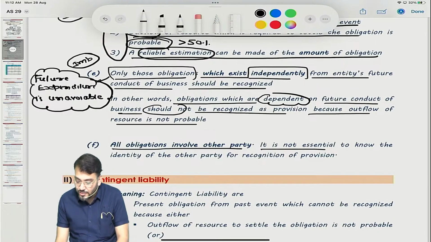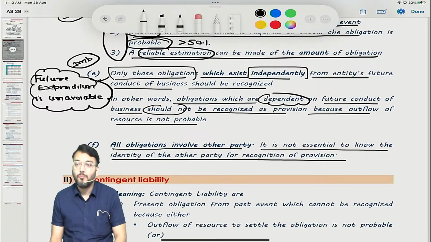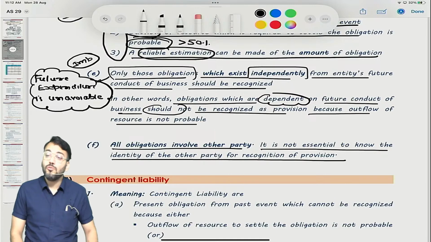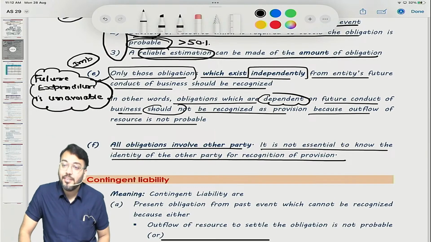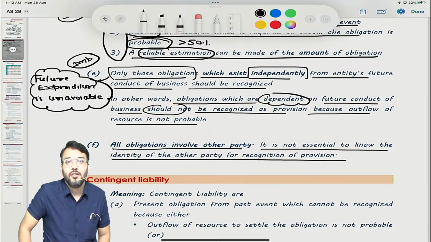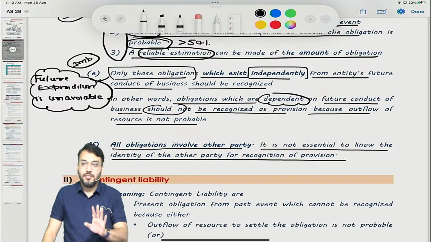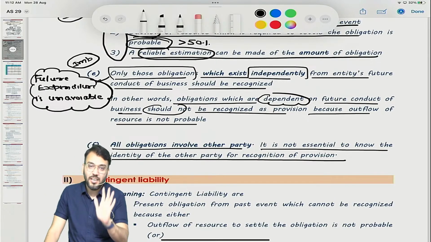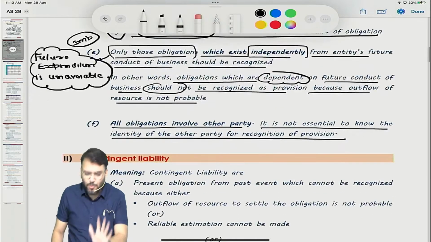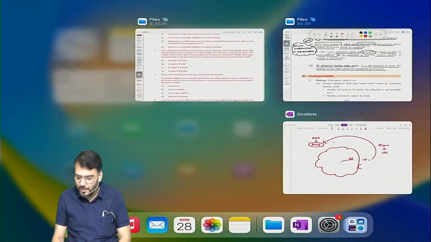However, it is not essential to know the identity of the other party for the recognition of a provision. Even though you don't know the name, address, or identification of the other party, you should still recognize the provision. You can't escape your liability for creating a provision. Understood this much? I hope you have understood. This does not require any explanation.